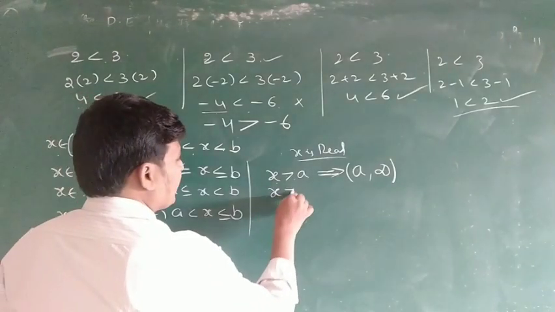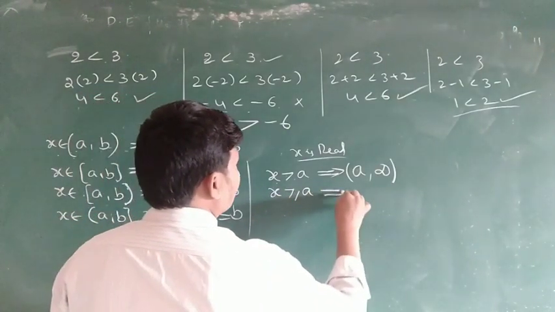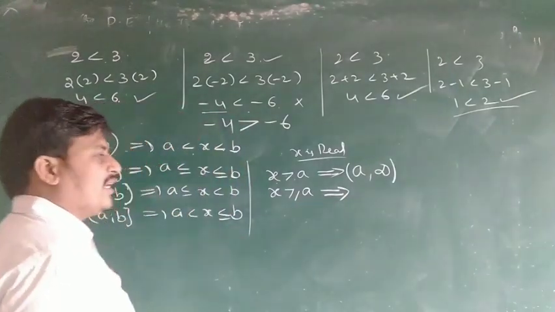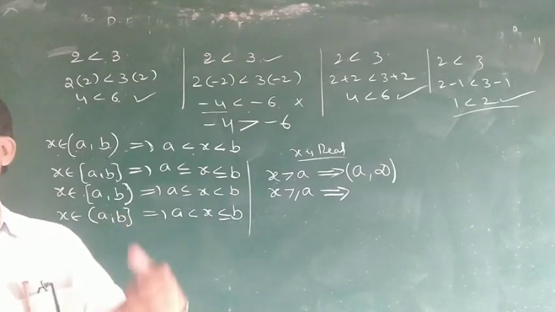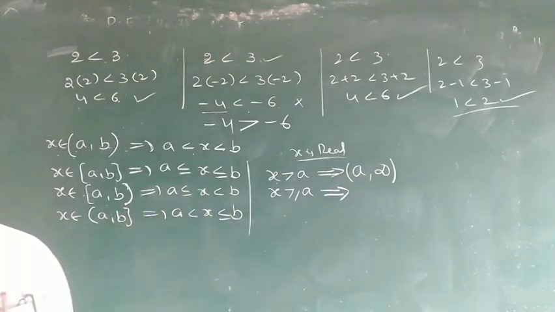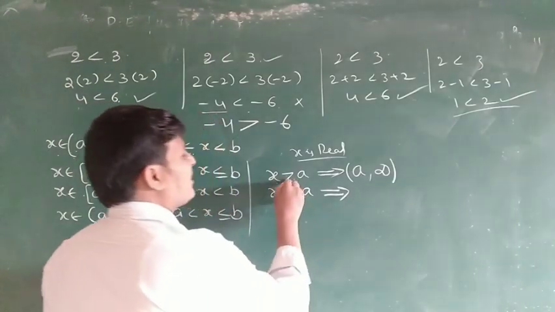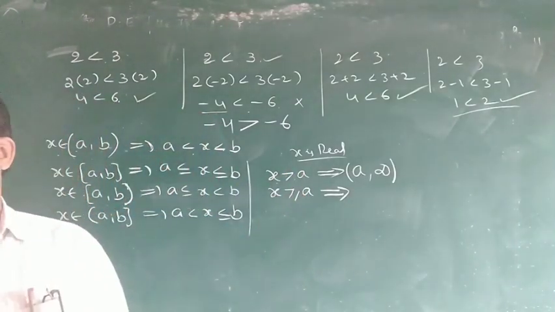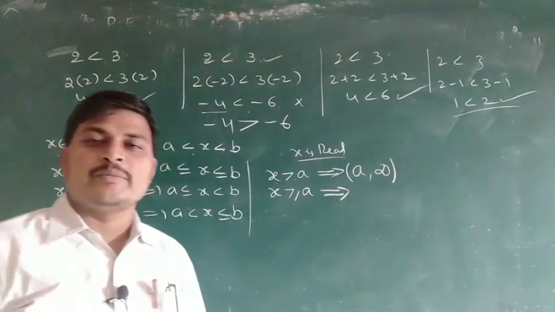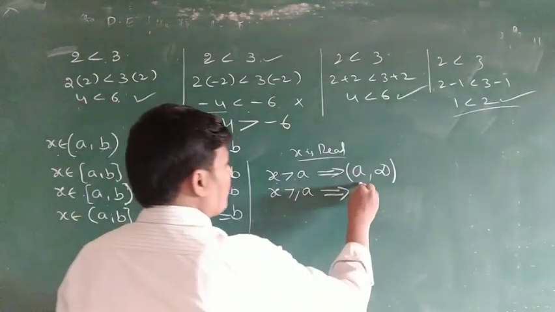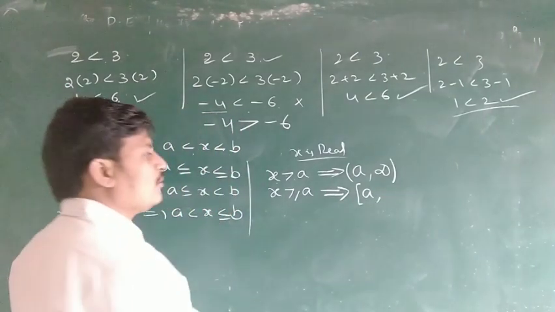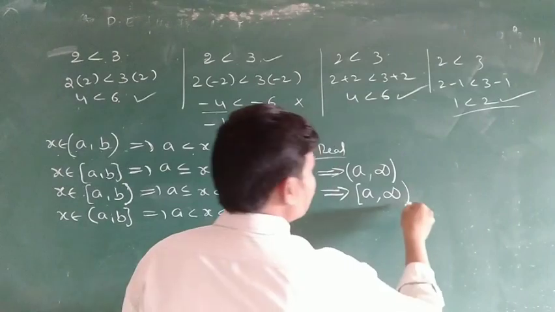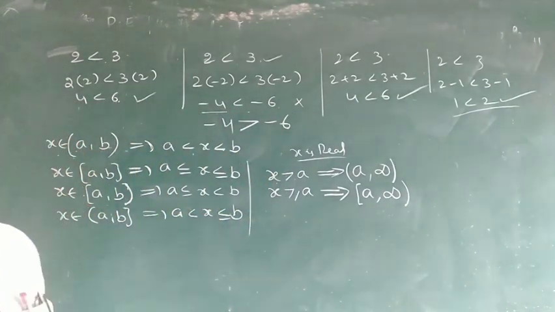So x greater than or equal to A means A and above. Greater than, less than means open interval. Less than or equal to, greater than or equal to means closed interval. So closed interval A to, the last number we don't know, and don't know means infinity. So infinities are always open interval, whether minus infinity or plus infinity.